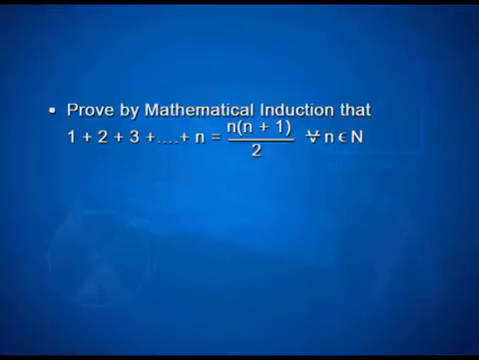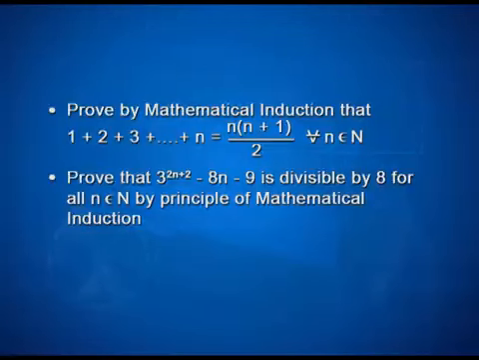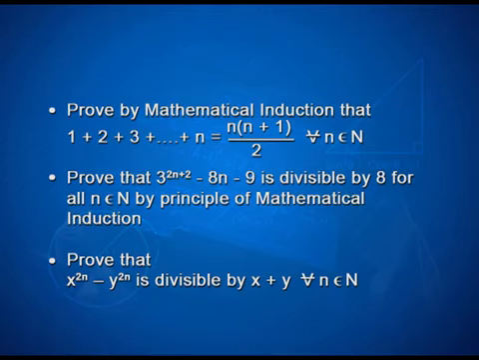The questions were: prove by mathematical induction that 1 plus 2 plus 3 plus ... plus n is equal to n into n plus 1 by 2 for every n belonging to N. Second question was: prove that 3 raised to 2n plus 2 minus 8n minus 9 is divisible by 8 for all n belonging to N by the principle of mathematical induction. Third question was: prove that x power 2n minus y power 2n is divisible by x plus y for every n belonging to N.